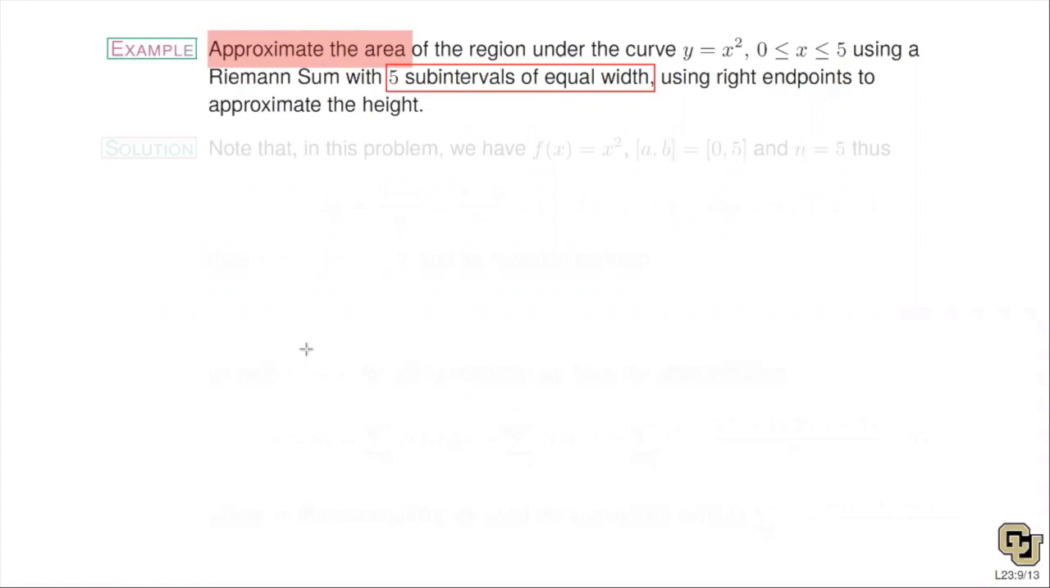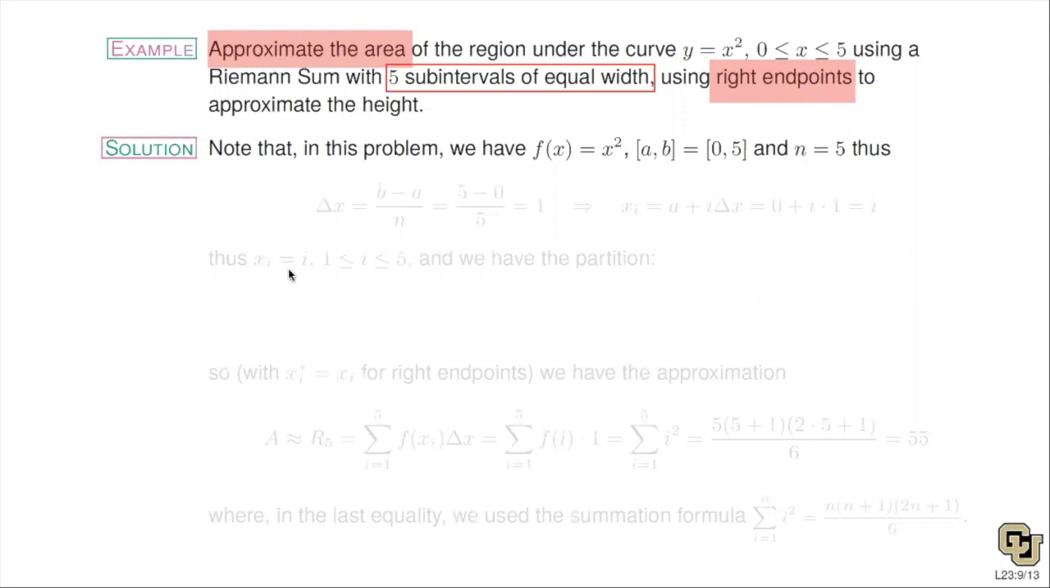And the other piece of information we're expecting is which endpoint to use. Here we're told to use the right endpoint to approximate the height of each sub-rectangle. So now the procedure starts. It's very mechanical. I start by identifying what's the function and what's the interval. Here, f of x is given to us to be x squared, and the interval [a, b] is 0 to 5, and n equals 5.